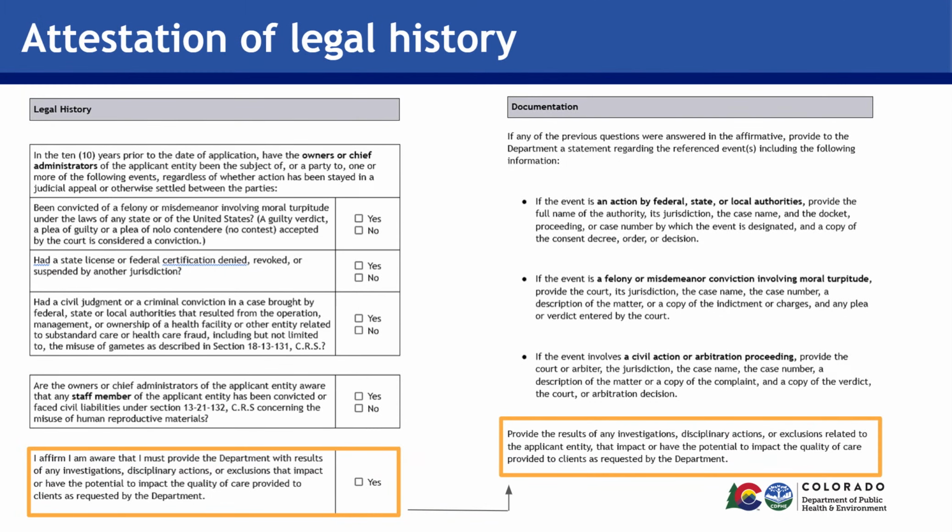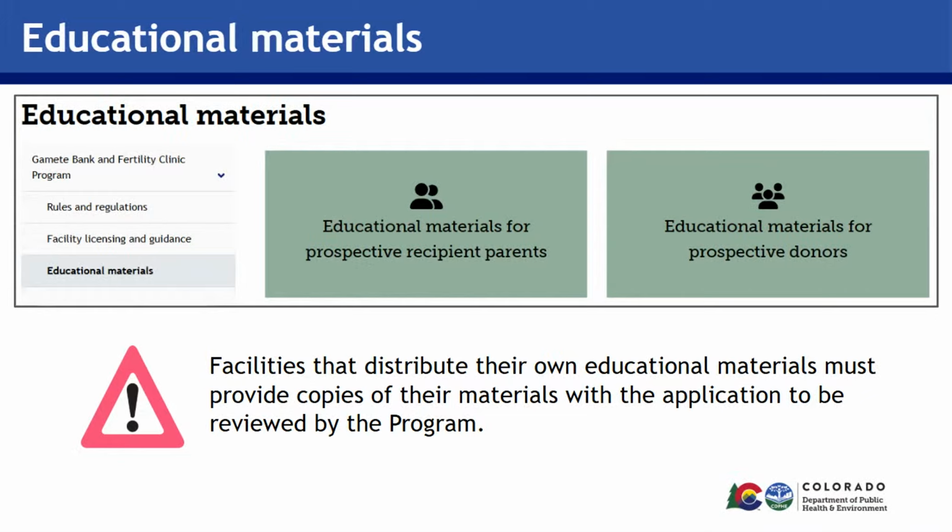Any affirmative responses on the form require additional documentation to be submitted with the application. The form must be signed by an owner or chief administrator and submitted with your application. Providing false or misleading information may result in the suspension, denial, or revocation of license.